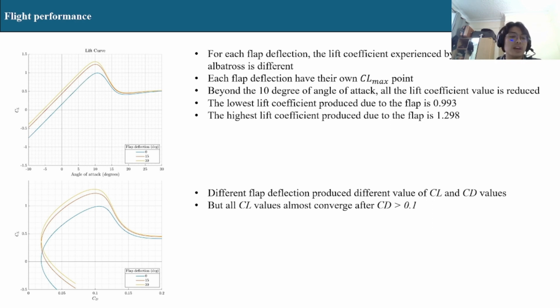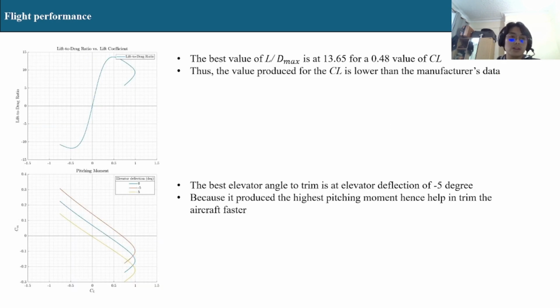And for the CL against CD plot, the different flap deflections produce different values of CL and CD, but all CD almost converge above a value of CD of 0.1. So in terms of lift to drag ratio, the maximum lift to drag is 30.65 for a value of 0.48 of lift coefficient. Thus, the value produced for this graph is lower than the manufacturer's data.